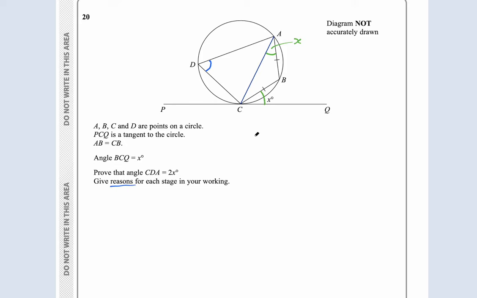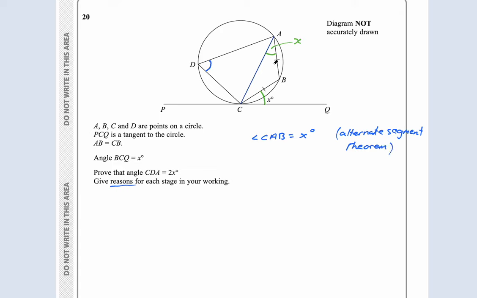Because it says give reasons for each stage of your working, I'm going to say angle CAB equals x degrees, and I'll just put in brackets alternate segment theorem. That's good enough for the reason.